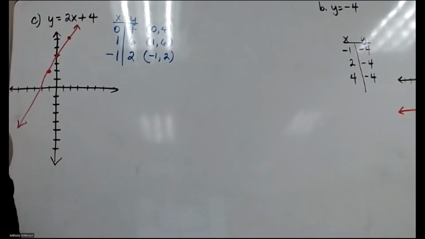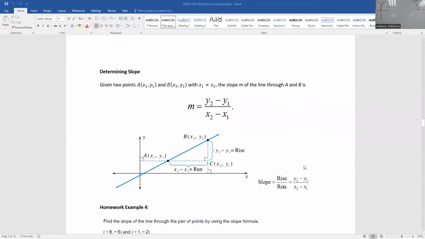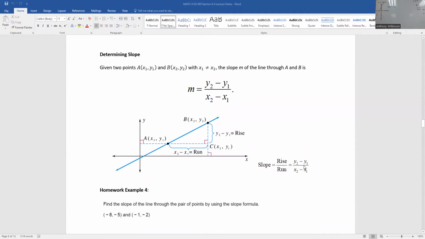So let me go back here, and then we'll look at how to determine the slope of a line. All right, determining the slope of a line is this. You're given two points, A and B, where A has the coordinates (x1, y1) and B has the coordinates (x2, y2), with the fact that x1 and x2 are not equal to each other. The slope, which is m, of the line through A and B is given by this formula: m is equal to y2 minus y1 divided by x2 minus x1.